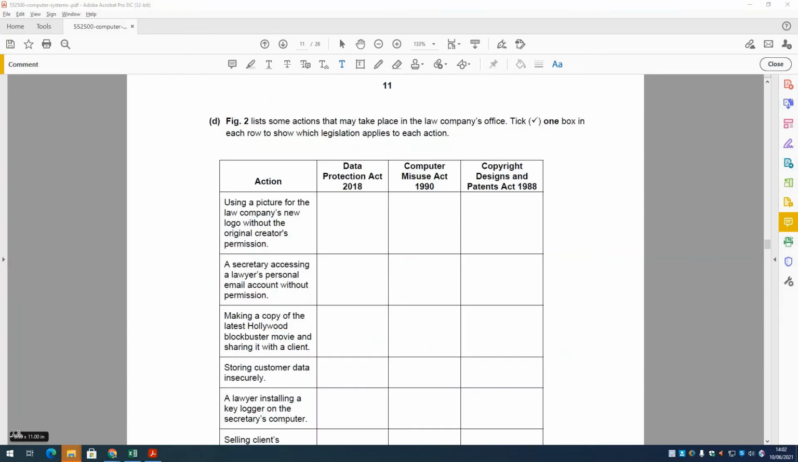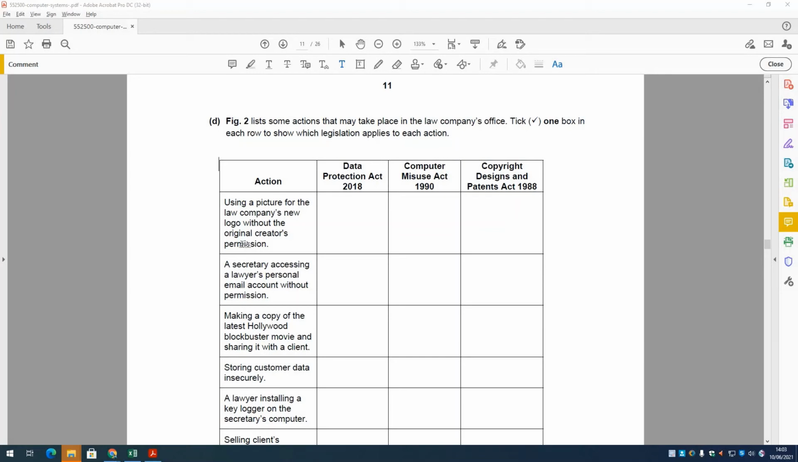Good. Part D. Figure 2 lists some of the actions that may take place in the law company's office. Tick 1 box in each row to show which legislation applies to each action. So we've got 3 laws here: the Data Protection Act, Computer Misuse Act, and Copyright Designs and Patents Act. Let's just quickly recap them. So the Data Protection Act, that's all about data, how it's gathered, how it's stored, its security, and how it's used. Computer Misuse Act is about using computers for unauthorized access to data, so that's without permission. And then you've got the Copyright Designs and Patents Act, which talks about any kind of media, intellectual property. So it could be an idea, it could be images, videos, films, books. And basically, if you didn't create it, you can't share it, you can't copy it, you can't use it without permission of the creator.